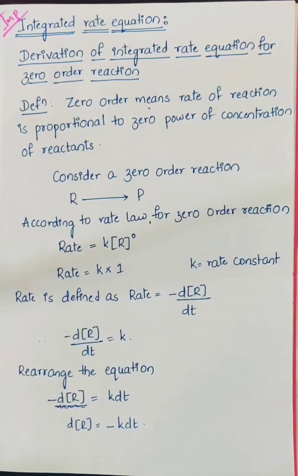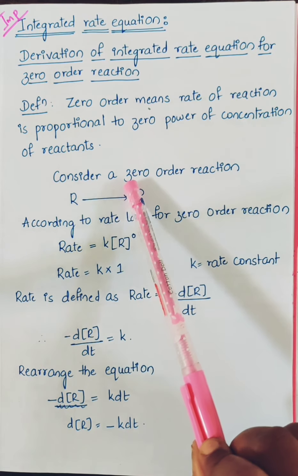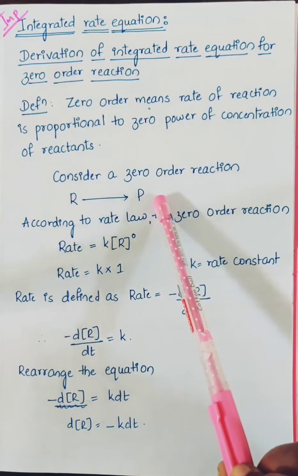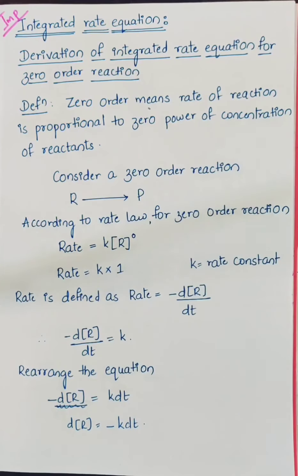So we are supposed to derive an integrated rate equation for a zero order reaction. For that, let us consider a zero order reaction. R is the reactant which is giving rise to products P. Now for this reaction, you can write the rate in two different ways: according to the rate law, and according to the differential rate.